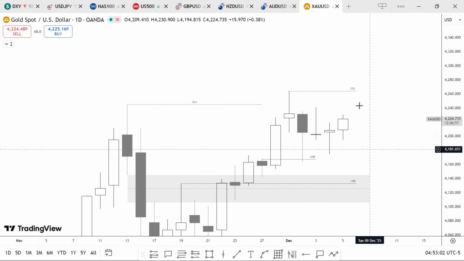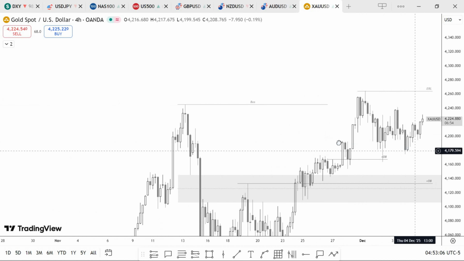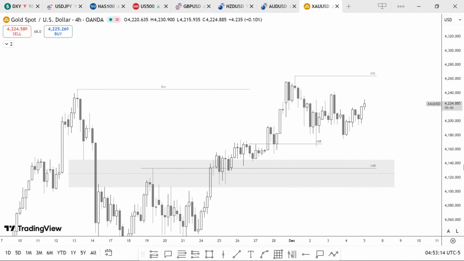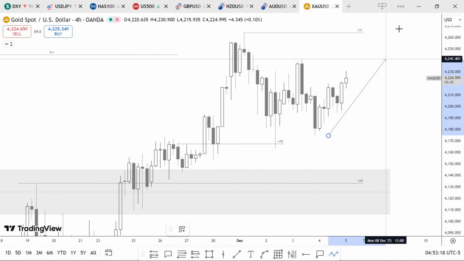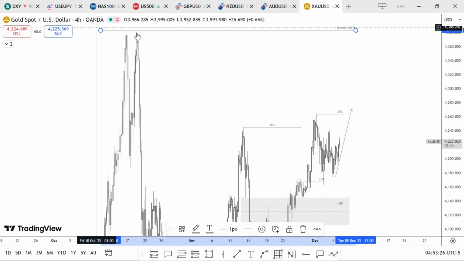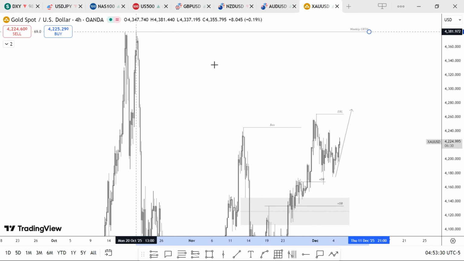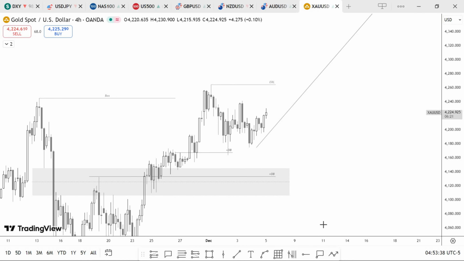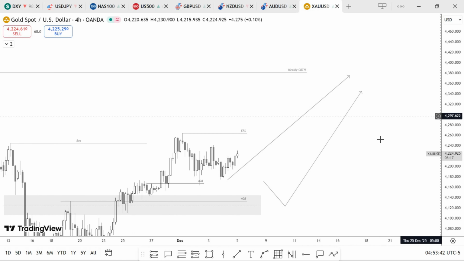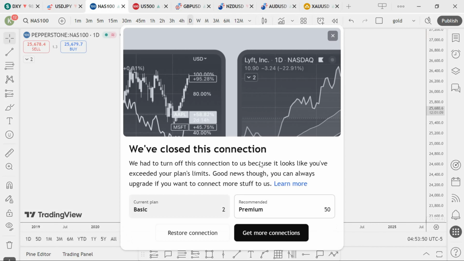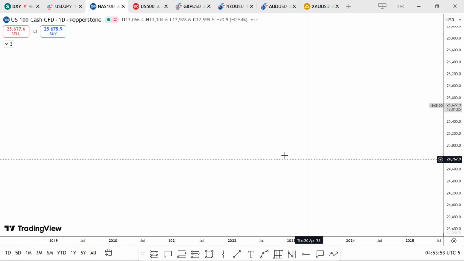There is our external range liquidity in the 4-hour time frame. Let's see what price is trying to do. So price is bullish in the 4-hour time frame. Now we are targeting the weekly candle range high. That is our target. So we look to see price tap that daily inversion fair value gap and head on to the weekly CRT high.